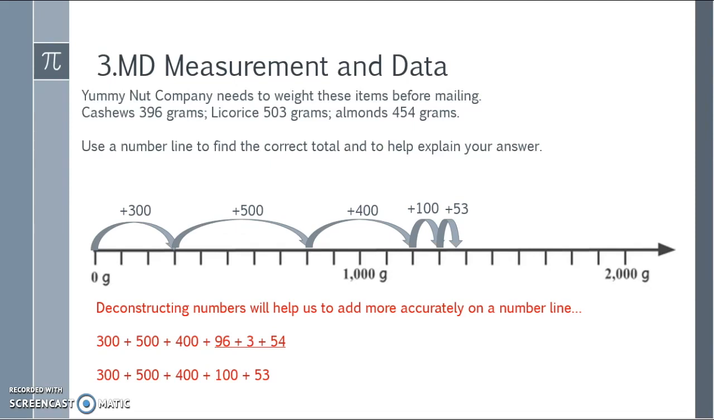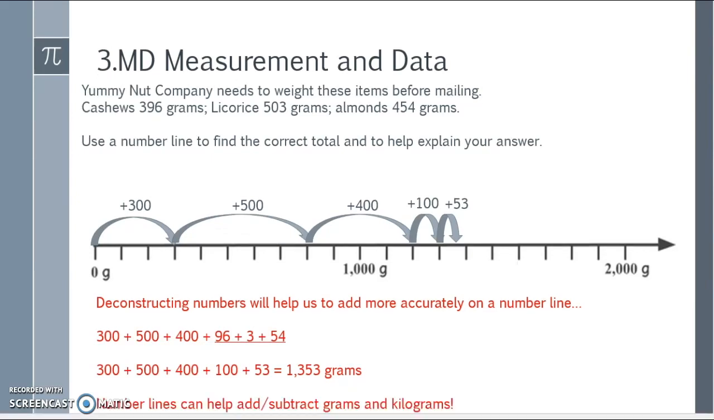So I start at 0, I add 300, I add 500, 400, 100, and then the 53. So all together then, we have 1,353 grams, just as our base 10 pieces showed us. Further, number lines can help add, subtract grams, kilograms, and any other metric system number as well.